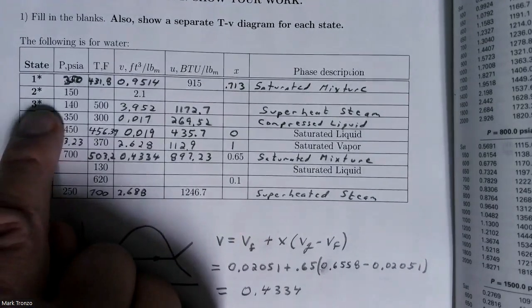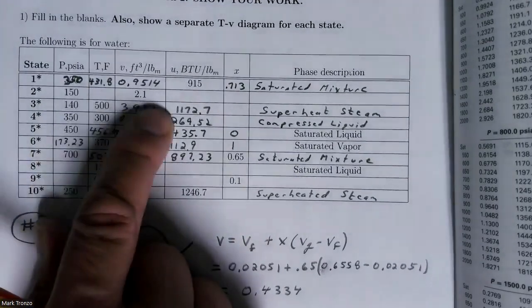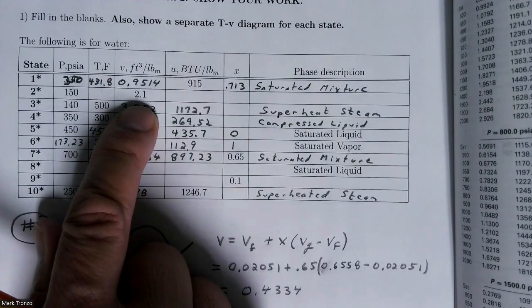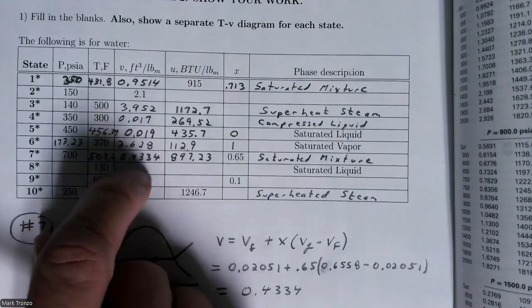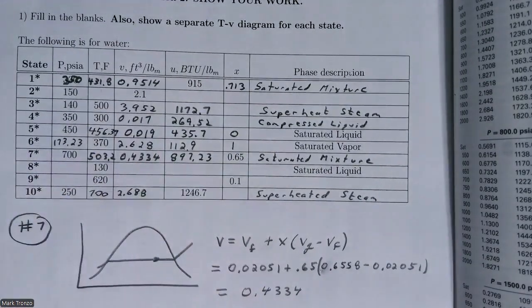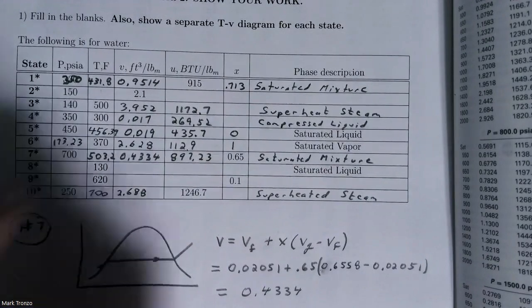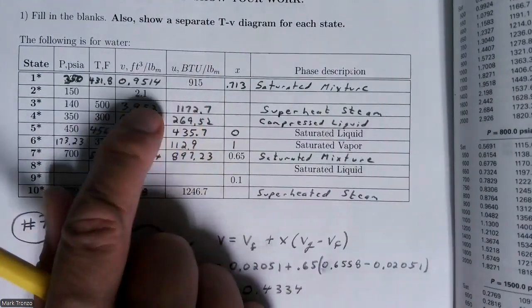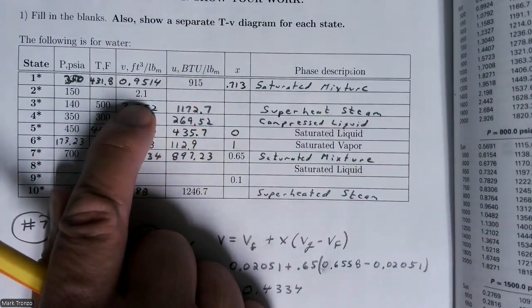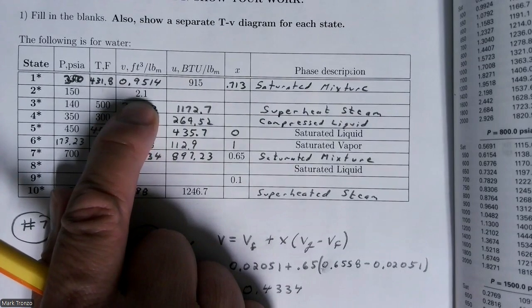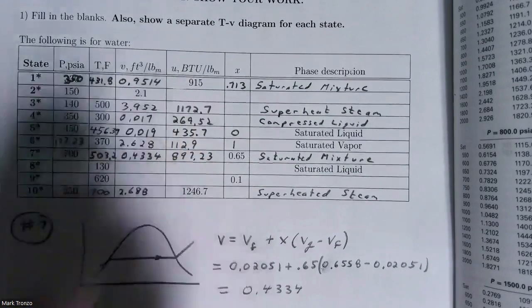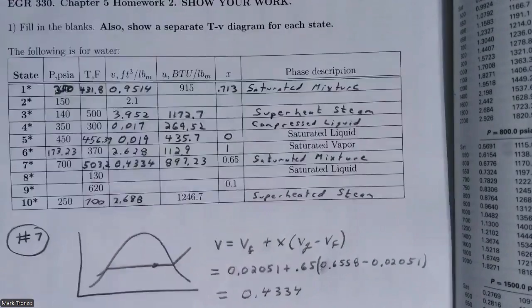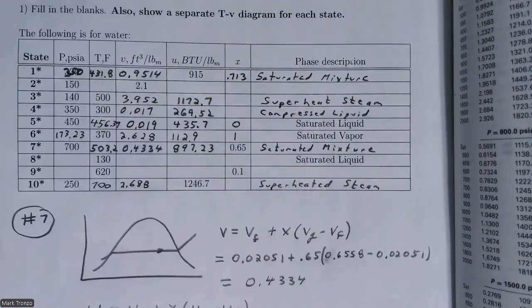And number 2, when you look this up, this is going to be very similar to number 1. The only difference is that in number 1, you're given the internal energy. In this one, you're given a specific volume. Then you'll have to figure out what the quality is and go from there. So that's a simple introduction here to how to use these tables.